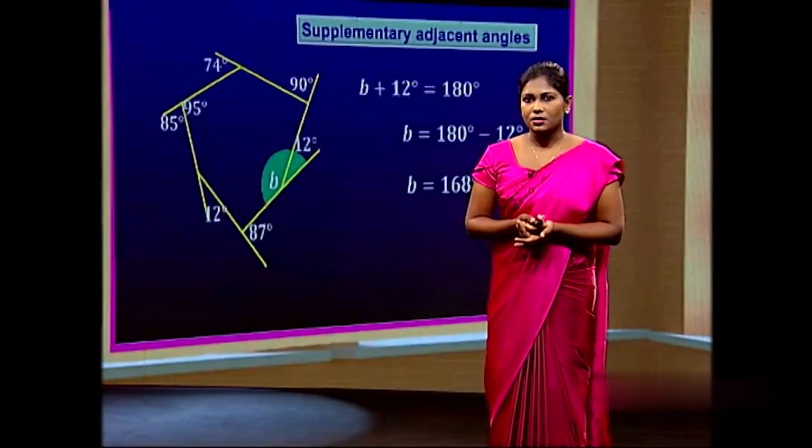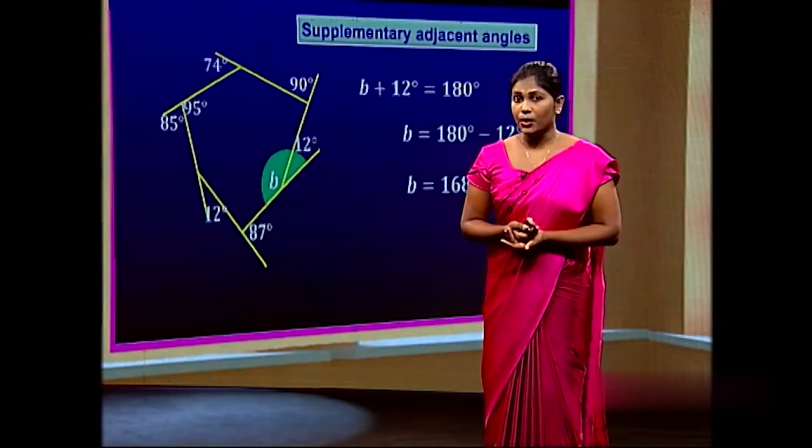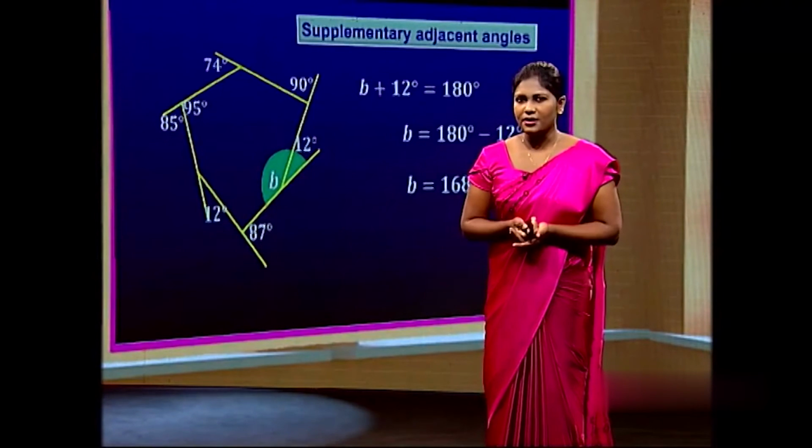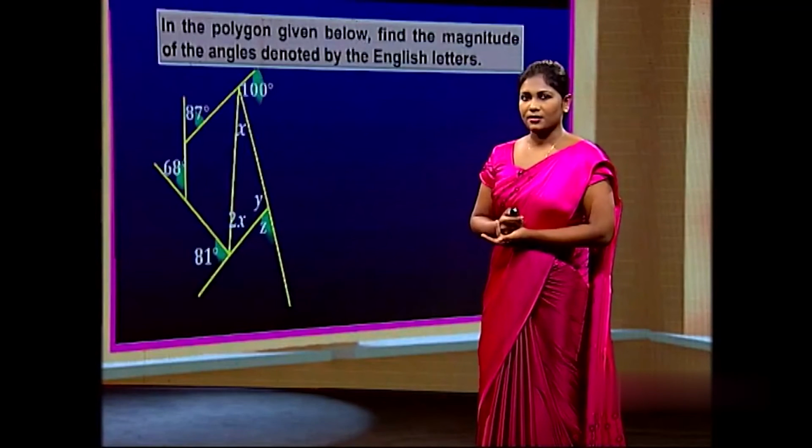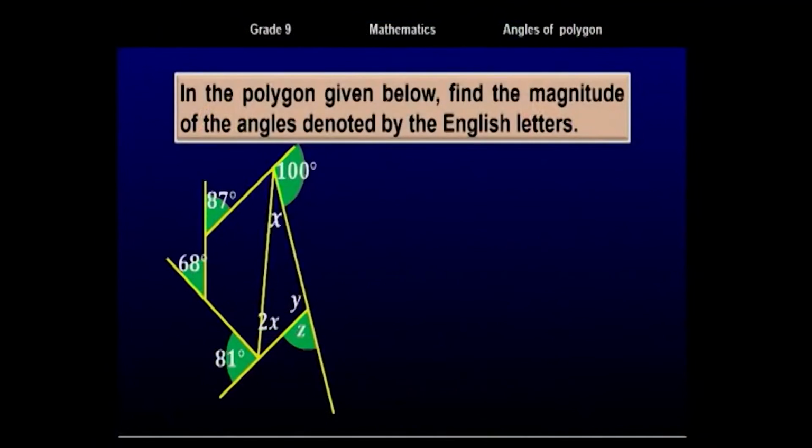Okay children, shall we do another question? Hope you are ready. Are you ready? Okay, look at the second question. Read the question with me. In the polygon given below, find the magnitude of the angles denoted by the English letters. What are the English letters? x, 2x, y and z.